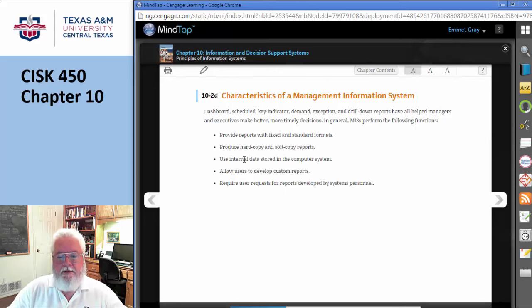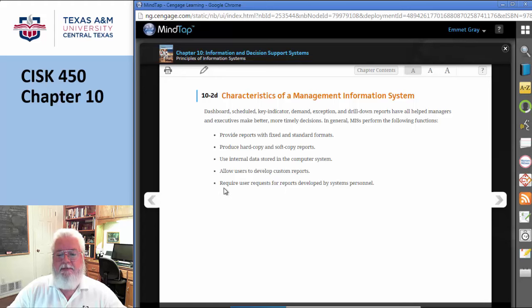Uses internal data stored in the computer. Allows users to develop custom reports, because the people who put together an MIS couldn't possibly anticipate every single question you're going to ask. They could have an awful lot of canned reports, but if you want something special, then they have a way you can go in and do an ad hoc report.